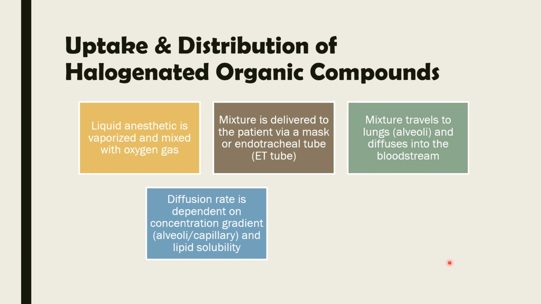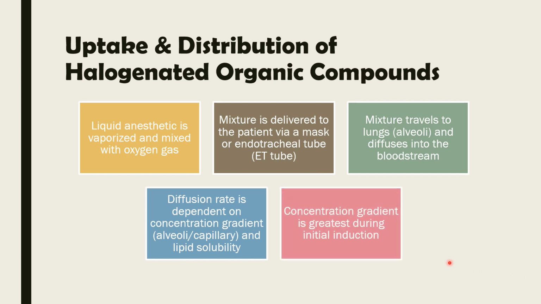We also have the concentration gradient, which is considered to be greatest during the initial induction. During induction, there is essentially none of the drug present in the bloodstream or in the system, and there is a great amount of it in the alveoli. So the concentration gradient in this case is very high during induction. Thus the drug just pours into the bloodstream, which means it gets into the brain really quickly, so it induces anesthesia quite quickly.